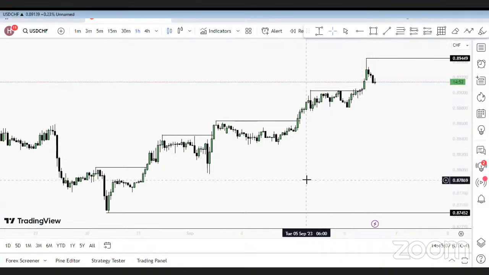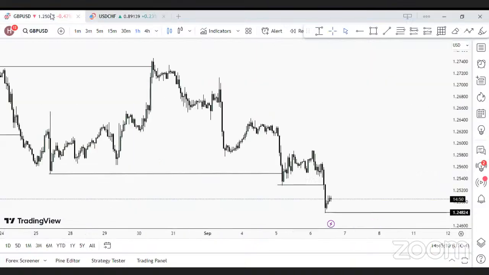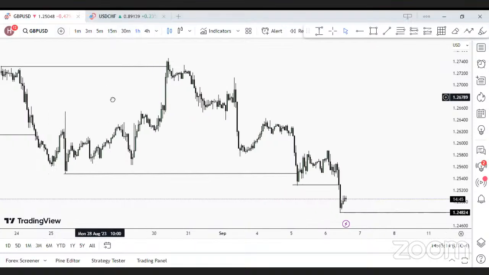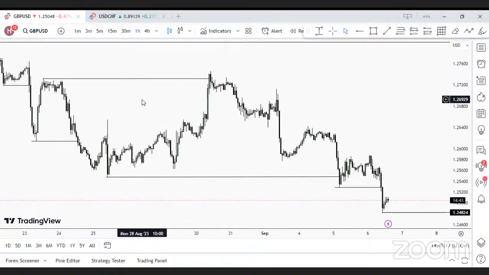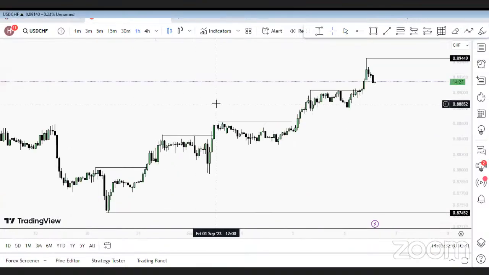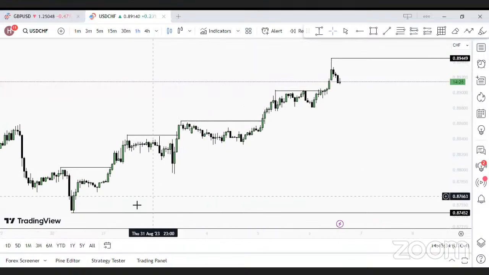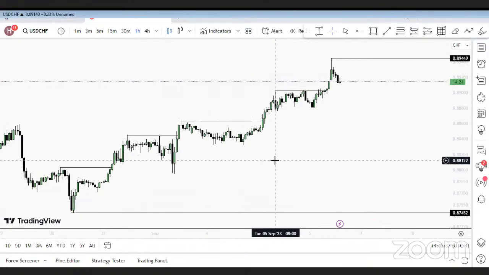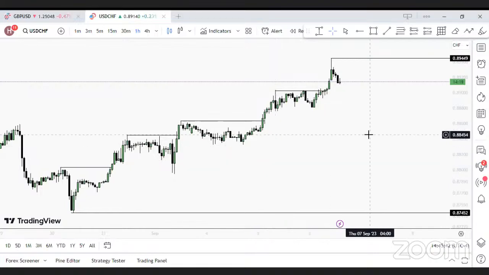Let me come back to the first example and see if you guys have any questions. If you have any question on everything that I've been discussing, this is the best time to ask. If you have any question on the break of structure that I've been drawing, please ask before we move to another topic on forex analysis.